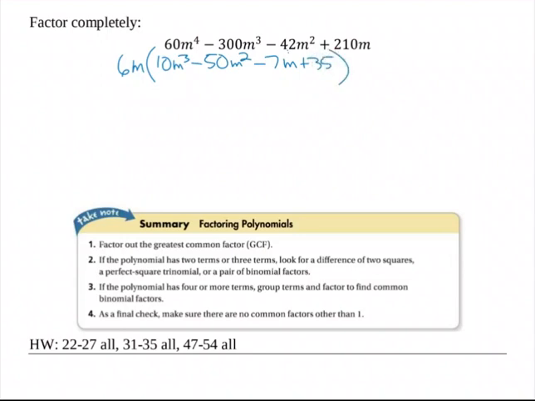Okay, so now I still have to deal with this group of 4 here. But the nice thing is I can just go straight to the box. So box, and then highest degree to lowest degree, so 10m to the third, and then minus 50m squared, and then minus 7m, and then 35. Highest degree to lowest degree, just like reading a book.